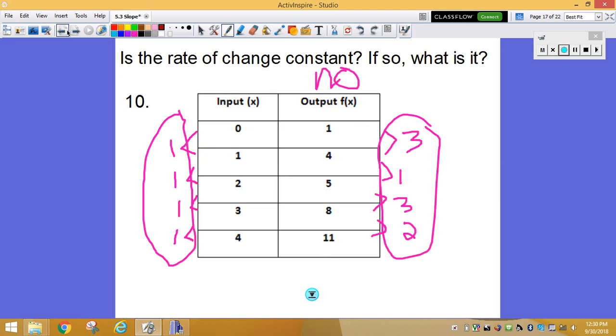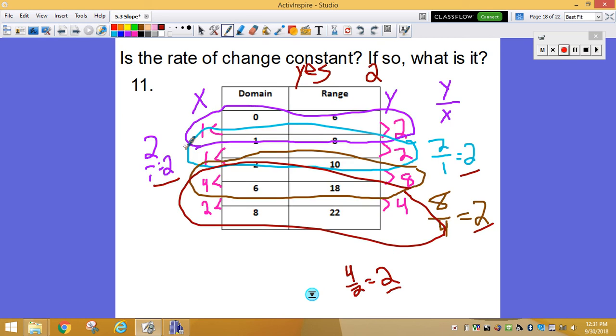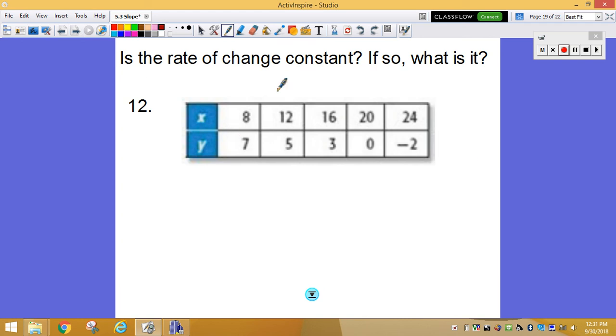Here, I stopped and said no, because all of my x's were the same, but all of my y's were not. Okay? So if your y's are not the same, but your x's are, then you can already say no, it's not constant. But on this problem, because my x's were different and my y's were different, I had to actually do that division to see if it would come out even. Okay? Let's do another one.